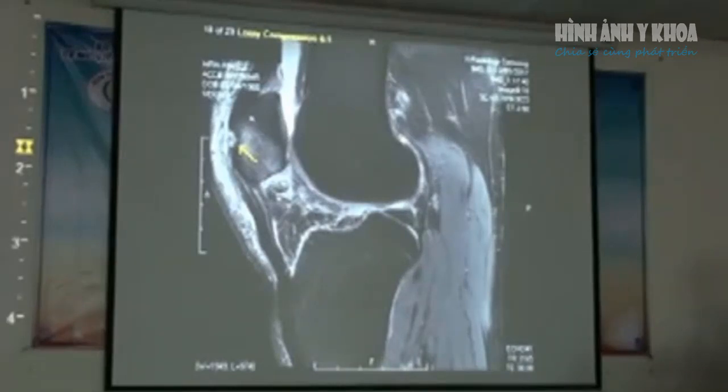So minor erosion, and you can see here that there's bony changes, very bright or brighter signal within the patellar tendon itself.